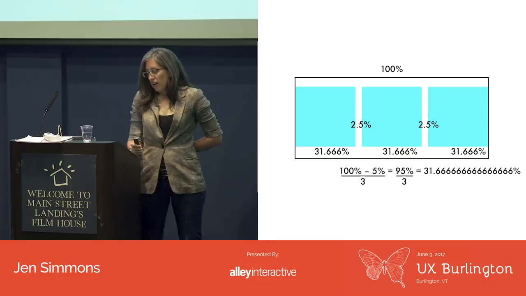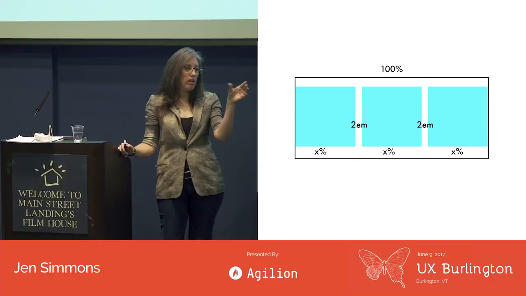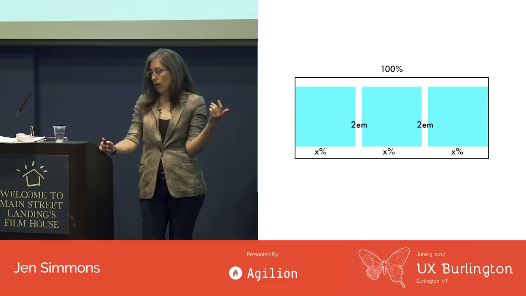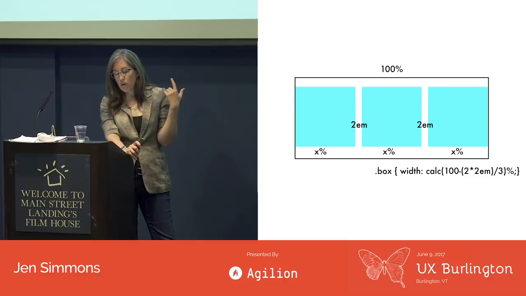And really, I don't want the gaps to be set in percents. I want the gaps to be set in Ms. I want it to sort of be the same size all the time. So how do I do that math? Well, I can't do that math ahead of time because I don't know how wide the thing is. So I've got to use calc. So let's use calc. There's my formula, but that formula only works if I have three columns.